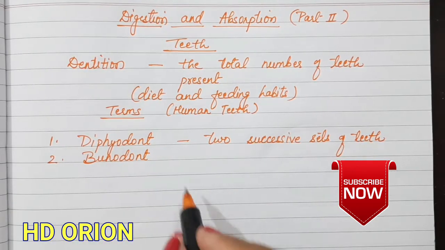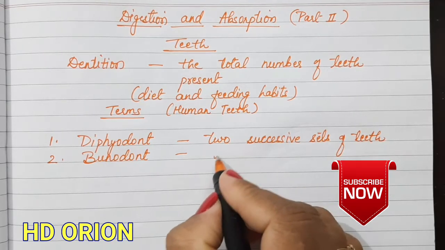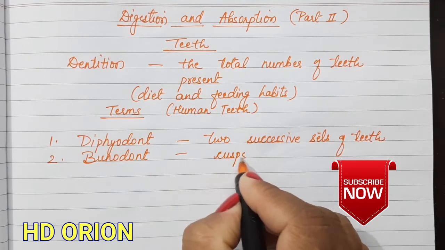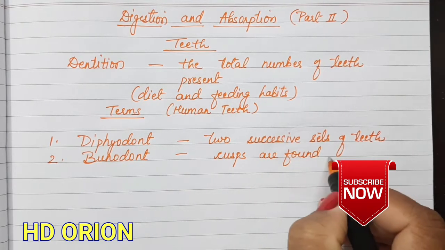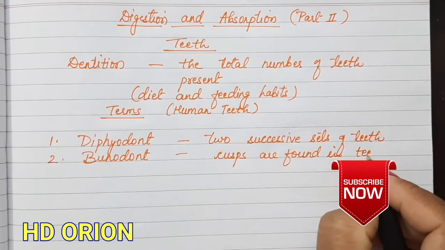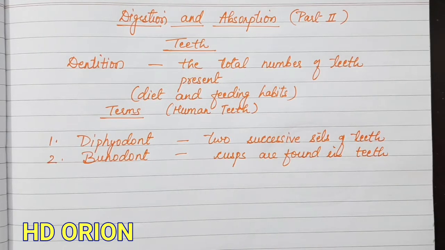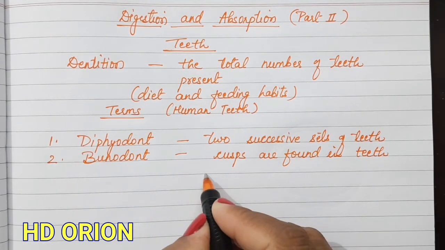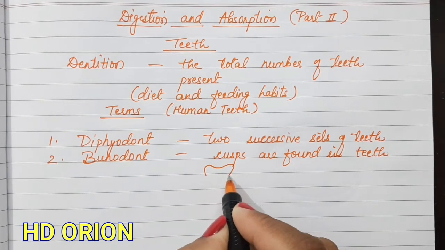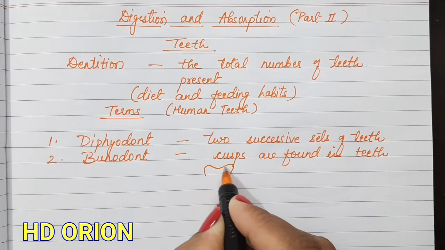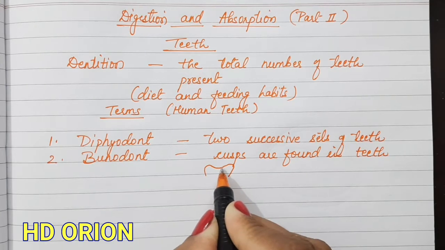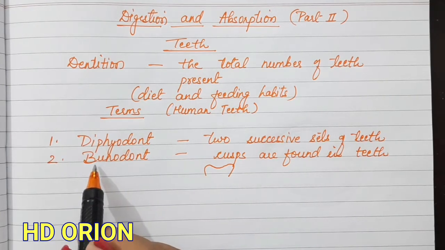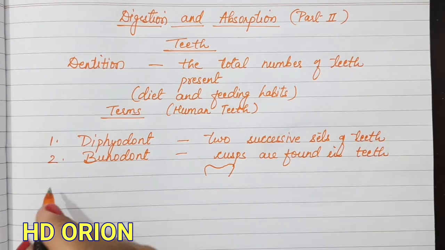Bunodont means that there are cusps. The cusps are found in teeth. If you just touch your premolars and molars, you will find that there are cusps like this, and these cusps are not very sharp, they are blunt and smooth. So if such cusps are present, then the type of teeth is known as Bunodont.